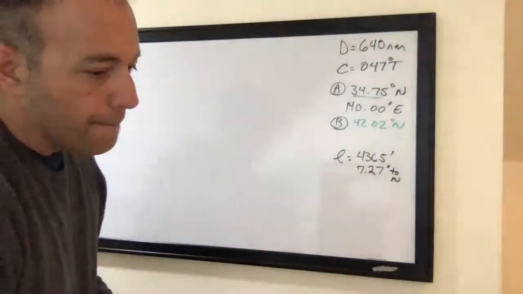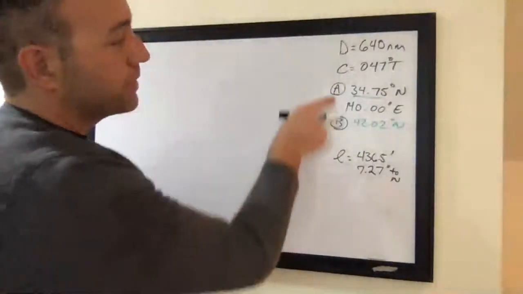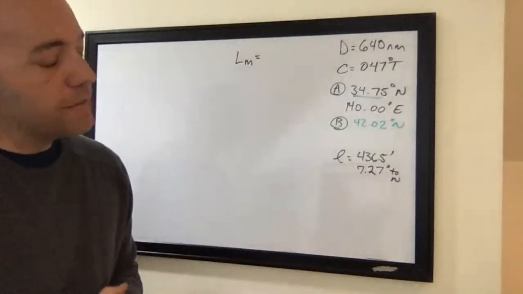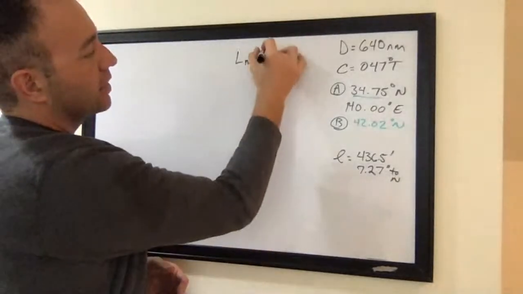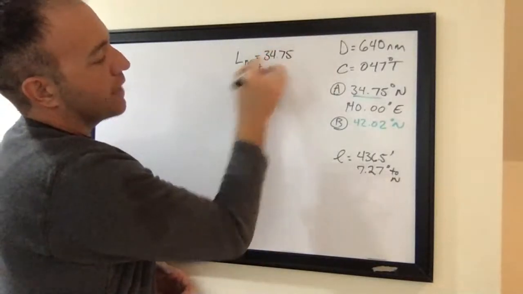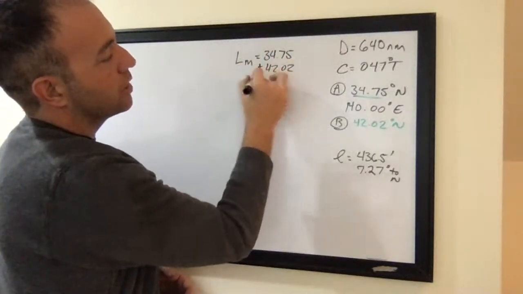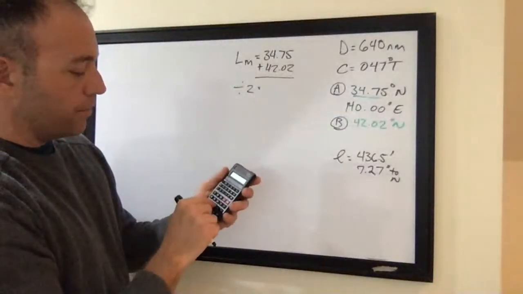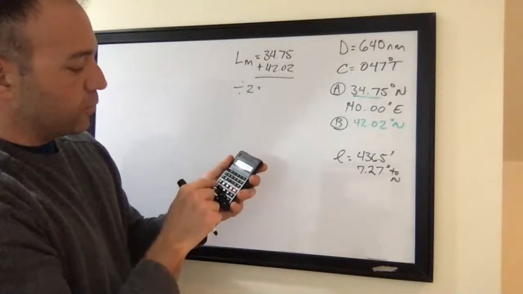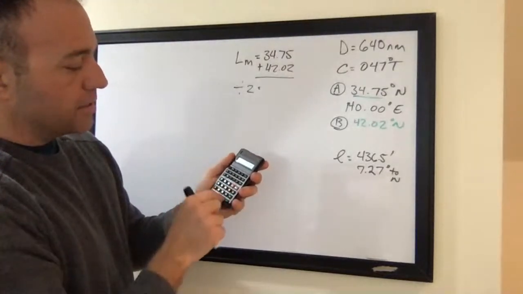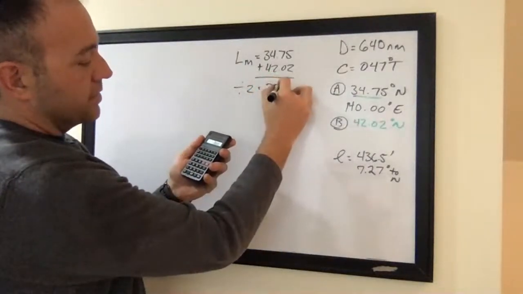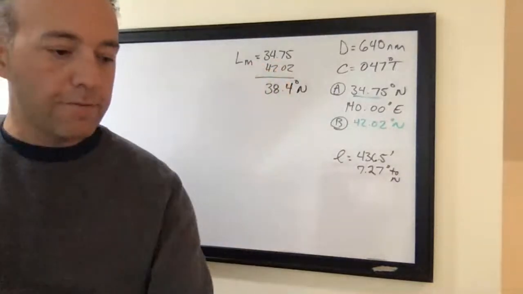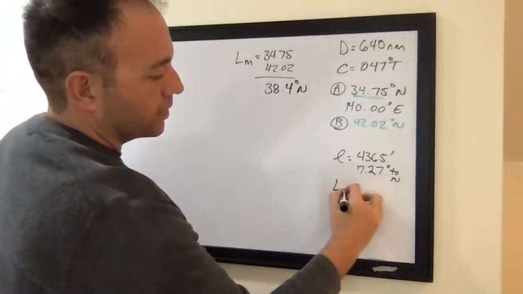Cool. So because this is a mid-latitude problem, we've got latitude one. Now we've got latitude two. We need to find the middle latitude. So it's just going to be the average between these two. So if we take 34.75 and we add 42.02 and then divide that by two, that should give us our mid latitude. So I'll just type that all up, 34.75 plus 42.02 divided by two. The mid latitude should be 38.4 north, right? So 38.4 north. So we can park that over here too.